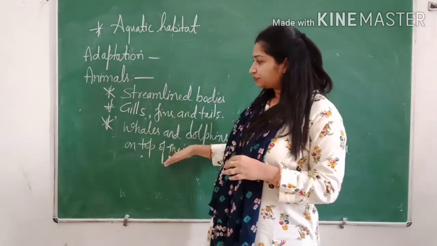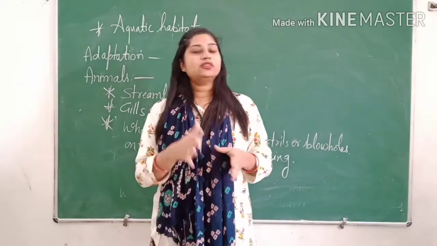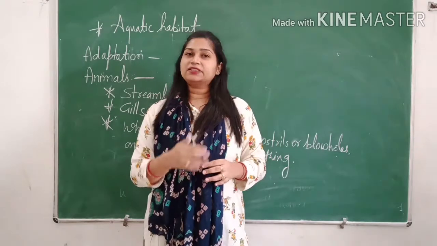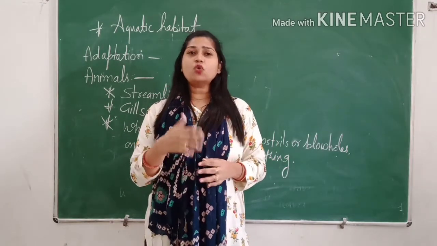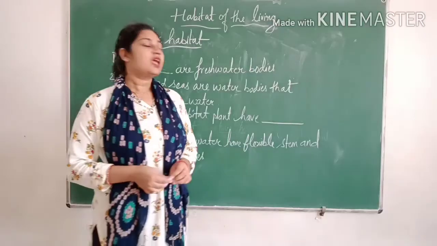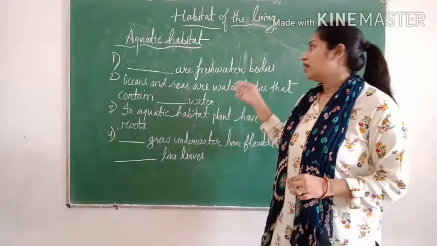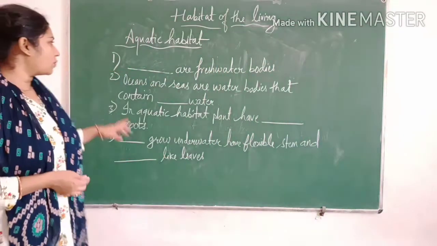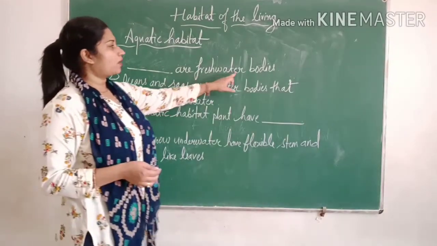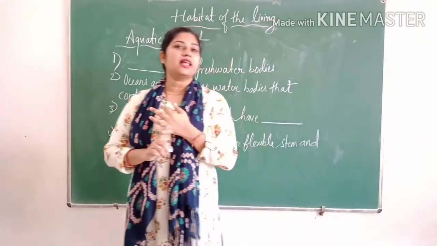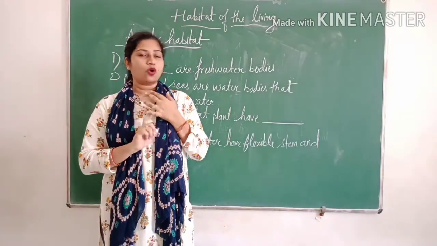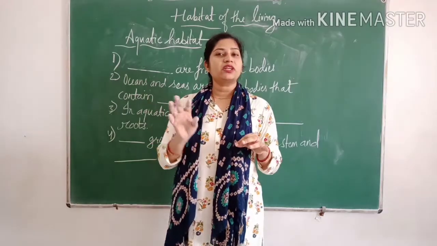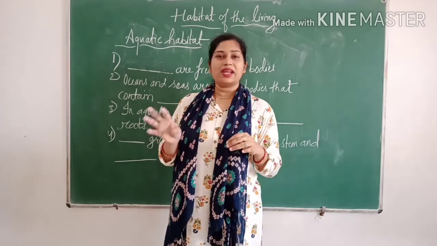So with this, all the topics of the chapter Habitat of Living have been covered. Now revise the full chapter and go through all the topics carefully. Now let us revise aquatic habitat through some fill-ups. Question number 1. What are freshwater bodies? We have already done that: river, pond, lake, ocean, sea. All these are water bodies, and the organisms which live in these water bodies are called aquatic animals.